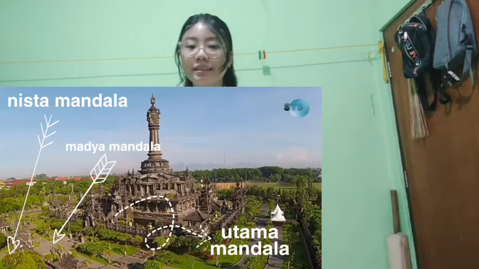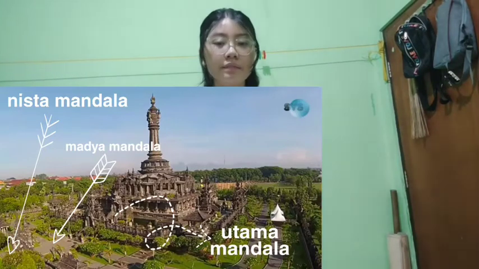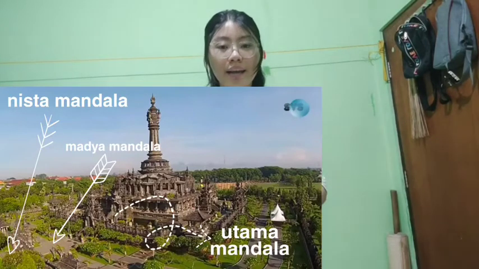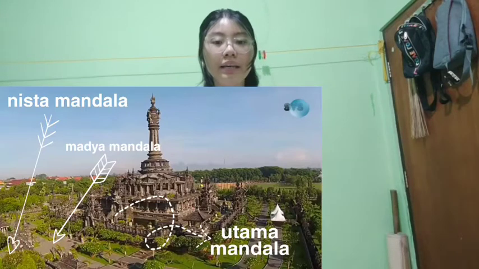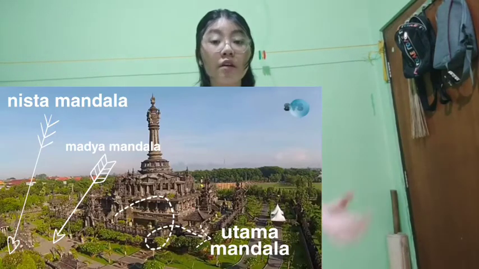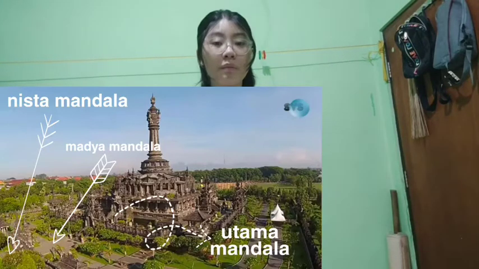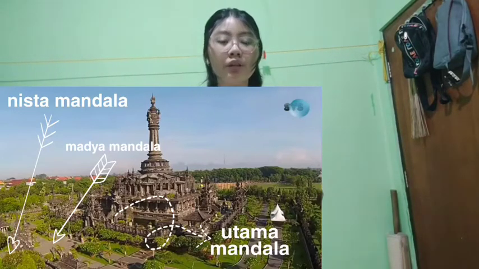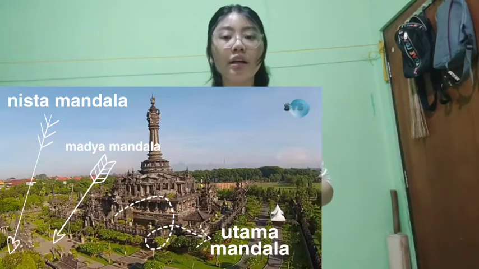Nista Mandala is the outer area of the building that surrounds the Madhya Mandala area. The second is Madhya Mandala. Madhya Mandala is the inner field that surrounds the Utama Mandala area, and the last is Utama Mandala, which is the main building, located in the middle part of the monument area.